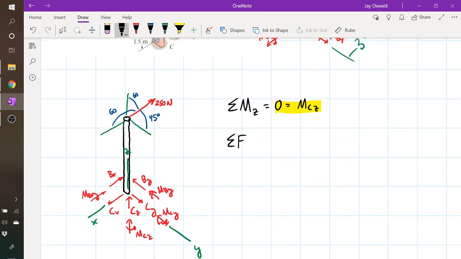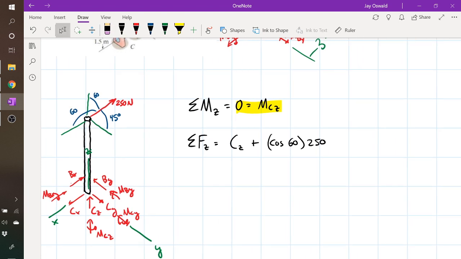And another low-hanging fruit, I think, is the forces in Z. So you have CZ, which is going to be negative, plus, what do I do? Cosine of, what's that, V? Cosine 60 times 250. So you can calculate that. Cos 60 is, I believe, a half. So CZ should be equal to minus 125. Okay, so that's another one.